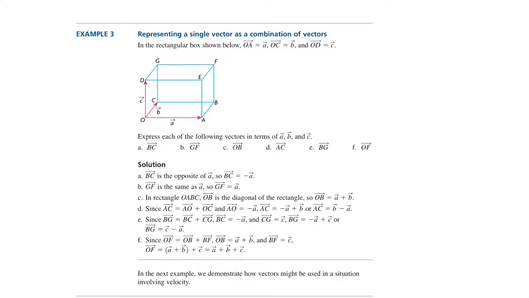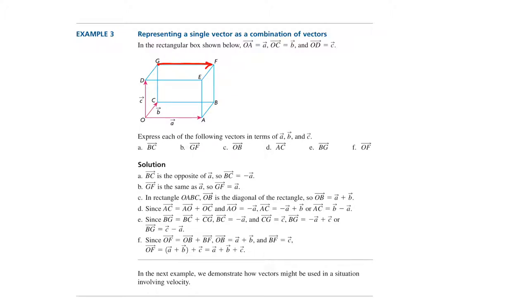Next example, using this diagram, express each vector in terms of A, B, and C. Vector BC. Vector BC is clearly opposite of vector A. Vector GF is the same as vector A. It's equal to A.